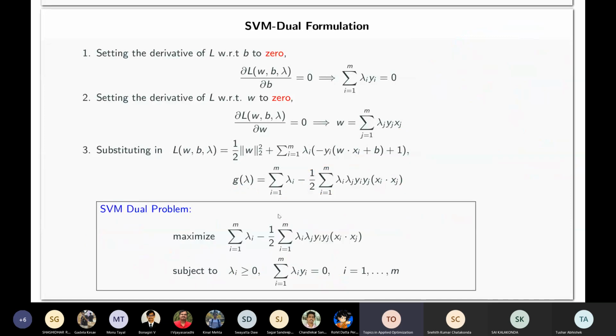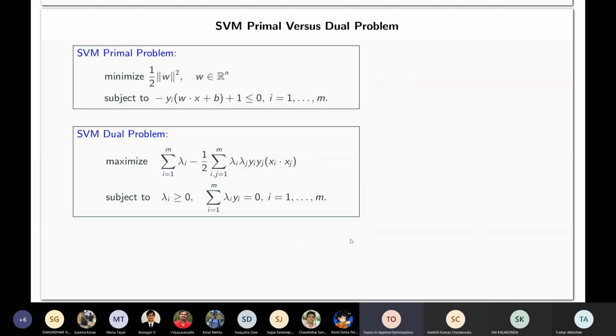Now let us move ahead. So the dual problem now can be written as, in the dual we do the maximize, right? So this is our dual function, and we are trying to maximize this, and we always know that lambda is greater than or equal to 0, and we additionally have this condition now, which tells us that sum of lambda i yi is equal to 0. So this is the SVM dual problem. We can also solve this instead of solving the primal.